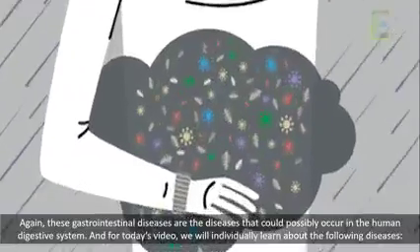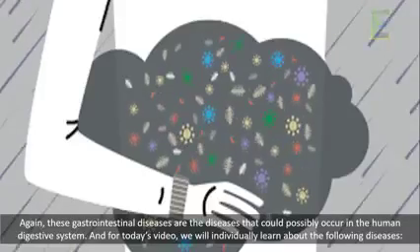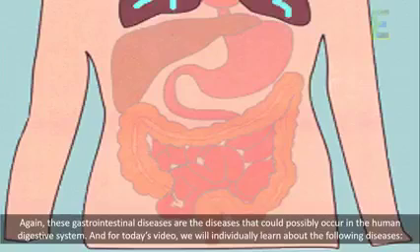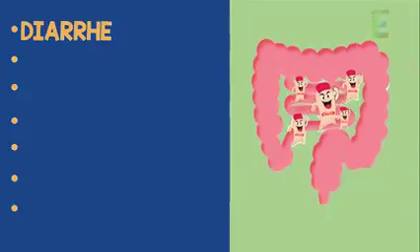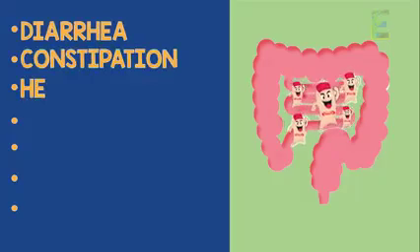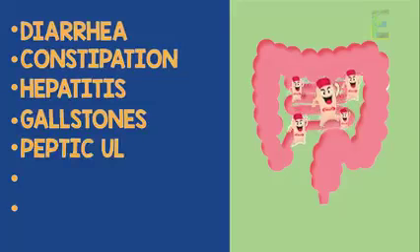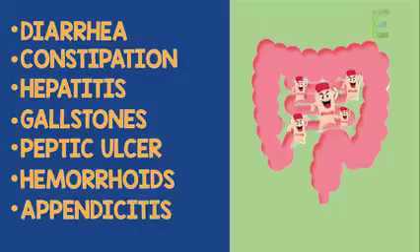Again, these gastrointestinal diseases are the diseases that could possibly occur in the human digestive system. And for today's video, we will individually learn about the following diseases: diarrhea, constipation, hepatitis, gallstones, peptic ulcer, hemorrhoids, and appendicitis.